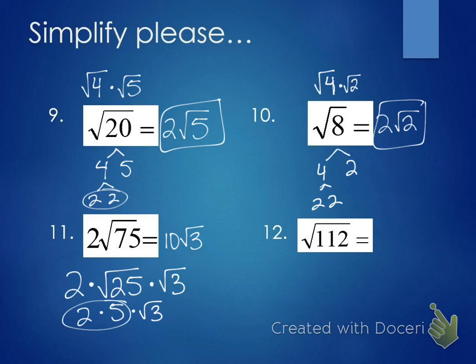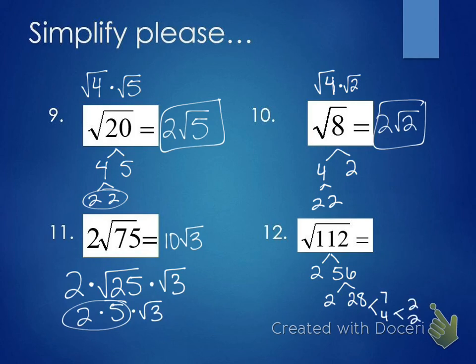Finally, number 12. What did we come up with? In my opinion, a factor tree is probably a little easier on this one. If it's an even number, you know it can be divided by 2. So 2 times what? 56. Okay, another even number. 2 times 28. I'm going to have to start going sideways with it. 4 and 7. 4 breaks into 2 and 2.